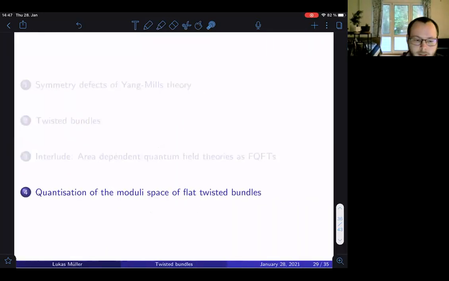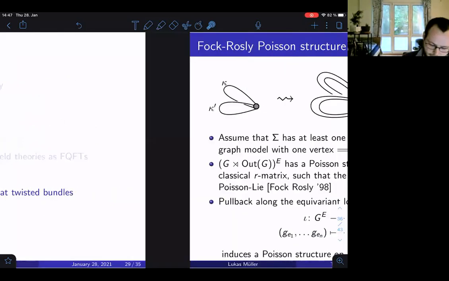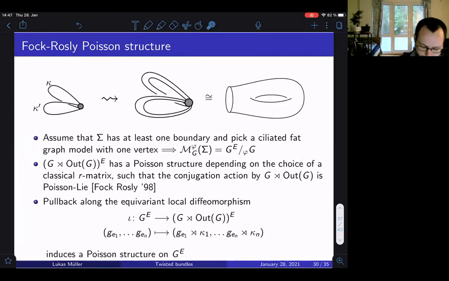Okay, so let's come back to the geometry of twisted bundles, and in this case of flat twisted bundles. So far I did mostly talk about the non-flat version, which is important in Yang-Mills theory, but if one wants to look at things like Chern-Simons theory, one also wants to understand the flat case, and especially quantizations of its moduli space. Okay, so first, I want to give you a more hands-on description for the Poisson structure on those. And this can be easily deduced from work of Fock and Rosly, at least when the surface has a boundary.